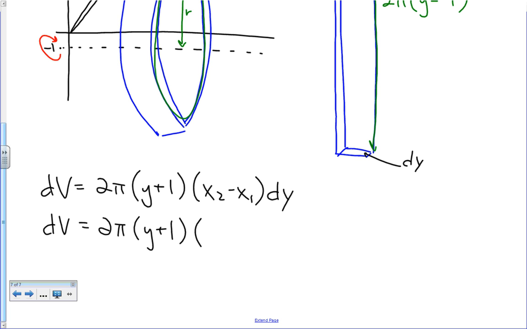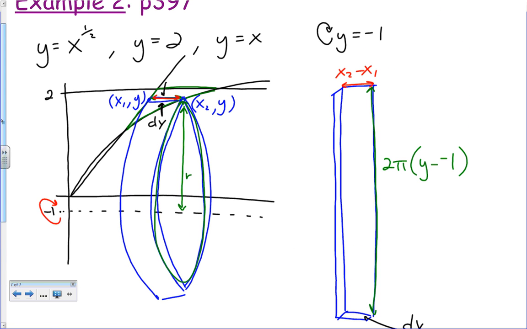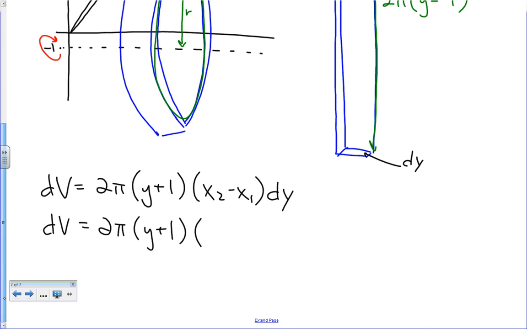And now for x2, go back up to your graph and check out where x2 is. x2 is on the curve there. That's the square root function. So I need to find out what x is equal to. If I know y is equal to x to the 1/2, I can solve for x. I'll write that up here underneath this equation. Squaring both sides gives me that y squared is equal to x. So x2 is equal to y squared, so I'll replace x2 with y squared.